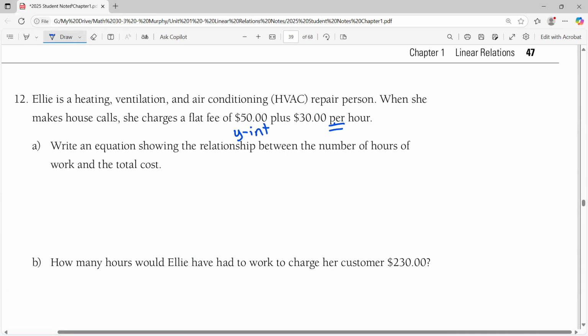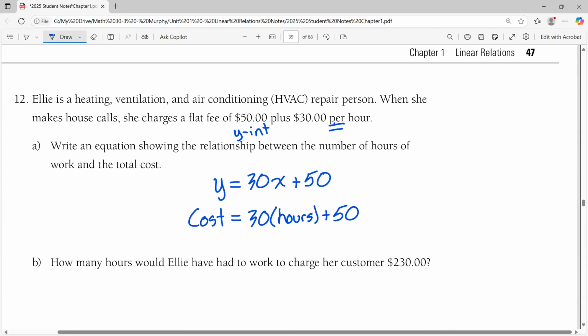Okay. And the flat fee, you guys should know, is your y-intercept. So an equation would be y equals $30 times x amount of hours plus the 50 that she charges initially. And if you want to replace the y and the x, you can have cost equals 30 times hours plus the $50 flat fee.